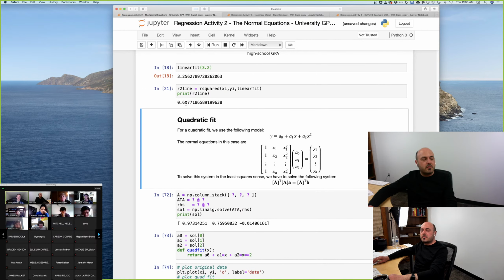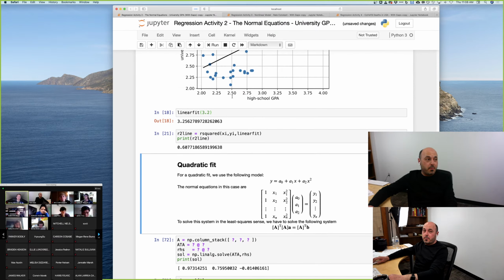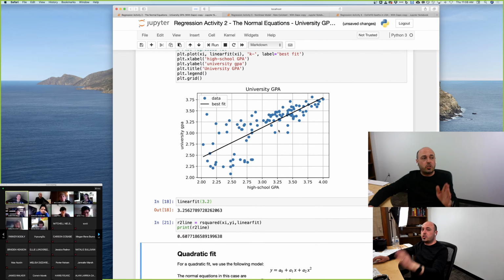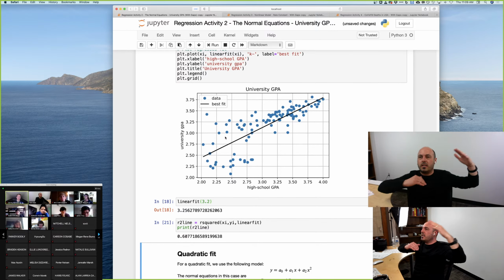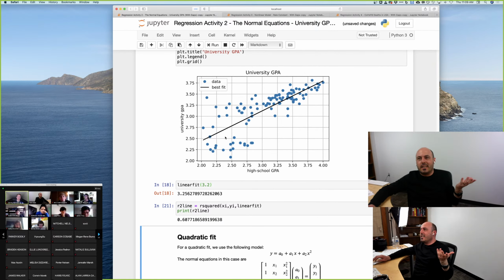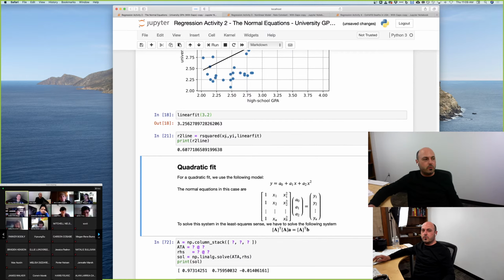It gives me a 60% R squared value. It's not a good fit. But I do tell you, if you had chopped the data from 3.25 to 4 high school GPA, it would be a good fit. It's just early on, there's significant spread in the data. There's nothing we can do over there.